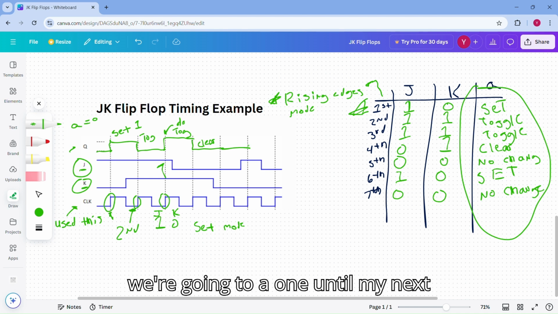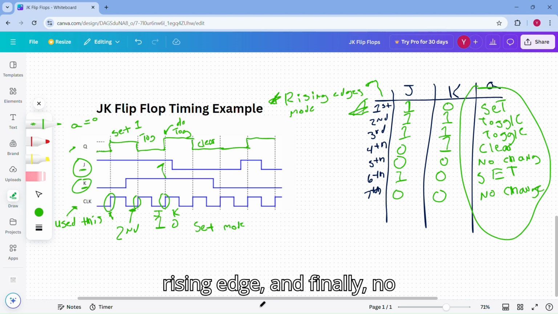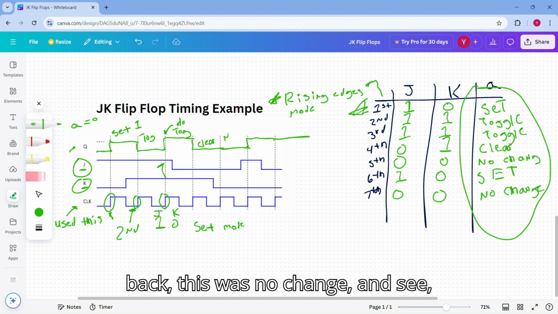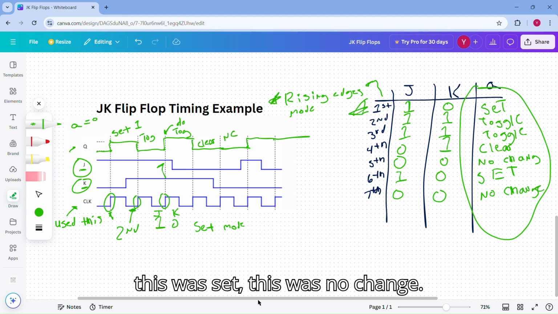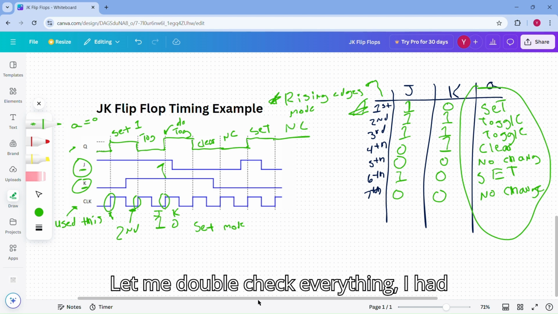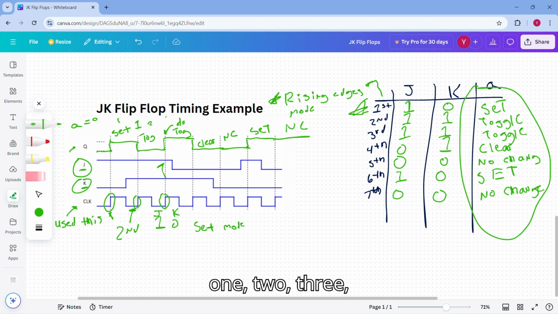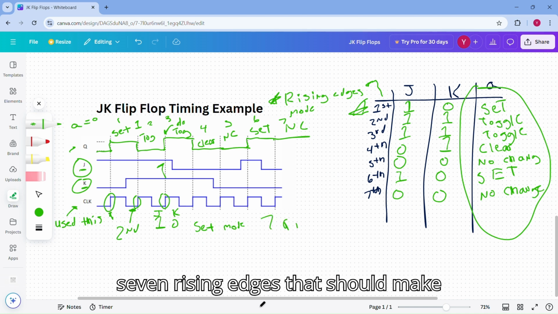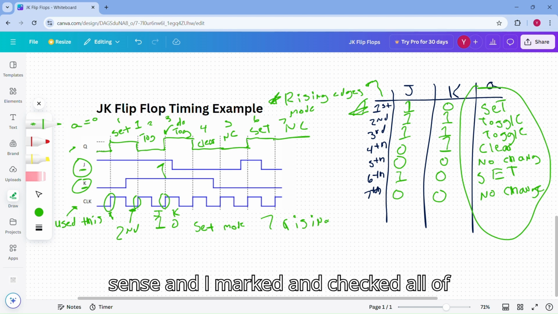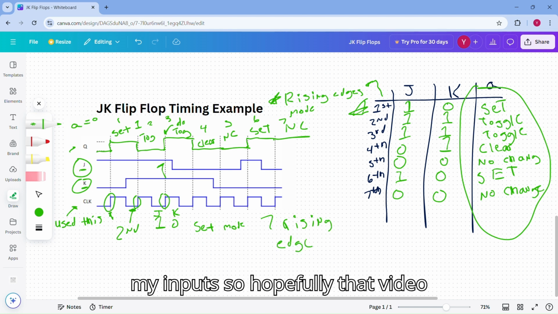Remember, set means we're going to a 1 until my next rising edge. And finally, no change. And if I went back, this was no change. This was set. This was no change. Let me double check everything. I had 1, 2, 3, 4, 5, 6, 7. 7 modes. I had 7 rising edges. That should make sense. And I marked and checked all of my inputs.